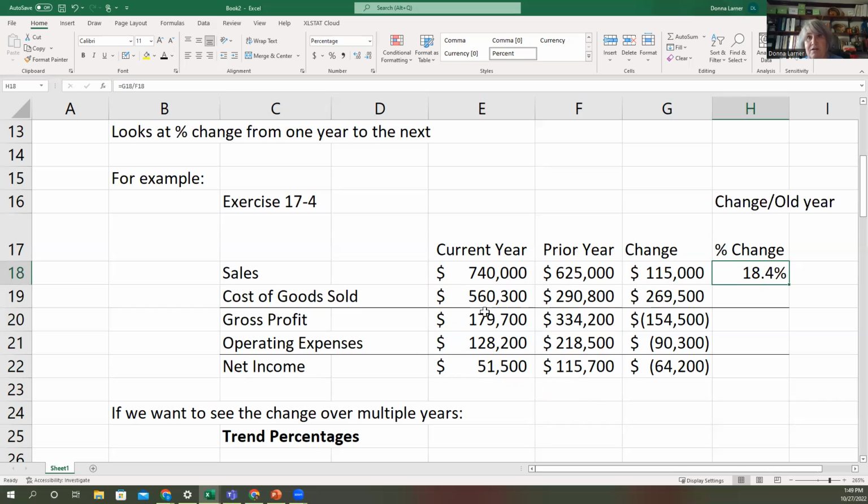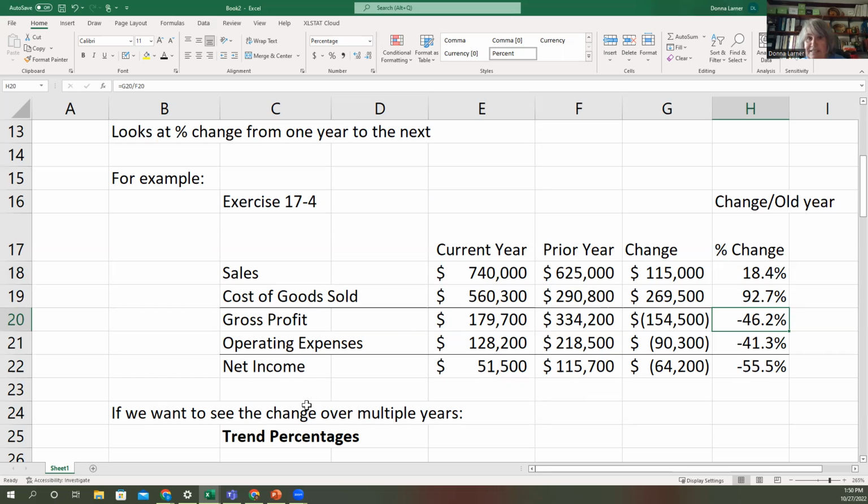And we know that cost of goods sold jumped a lot. So when I do that same calculation for cost of goods sold, it almost doubled. It went up by 92%. Let's fill in the rest of these. These decreased. Gross profit dropped by 46%. Operating expenses dropped by 41%. Profits dropped by 55%.